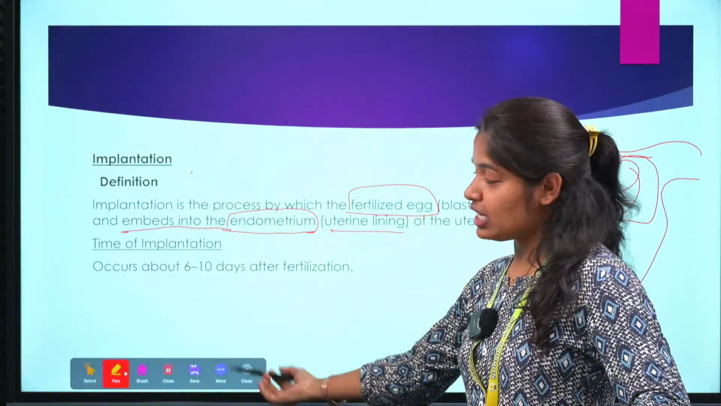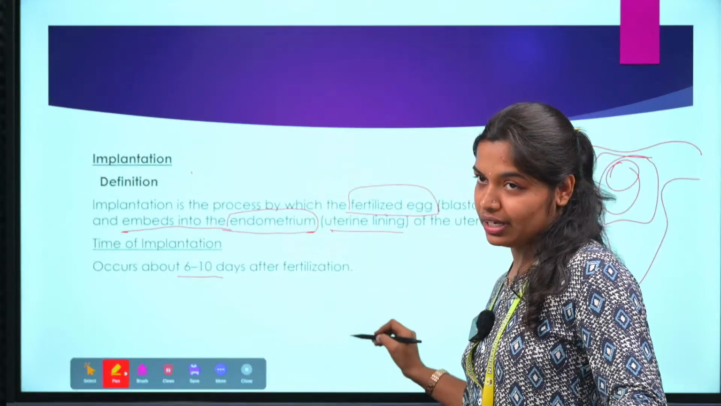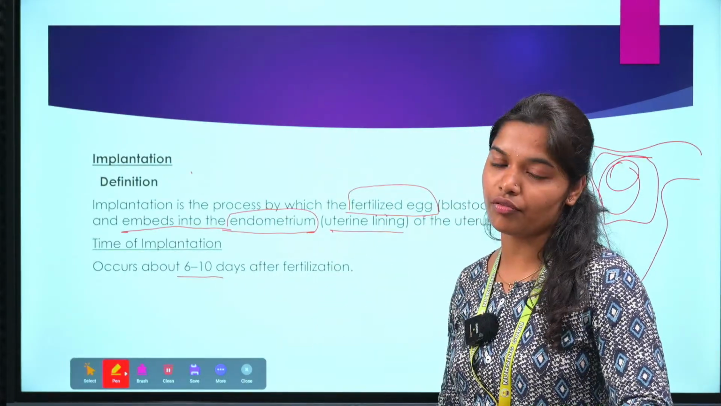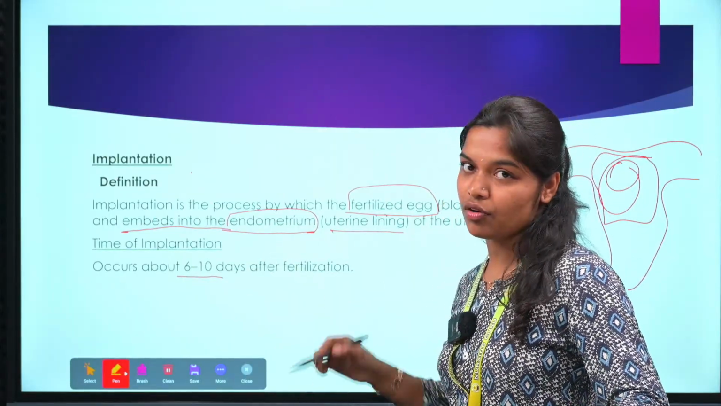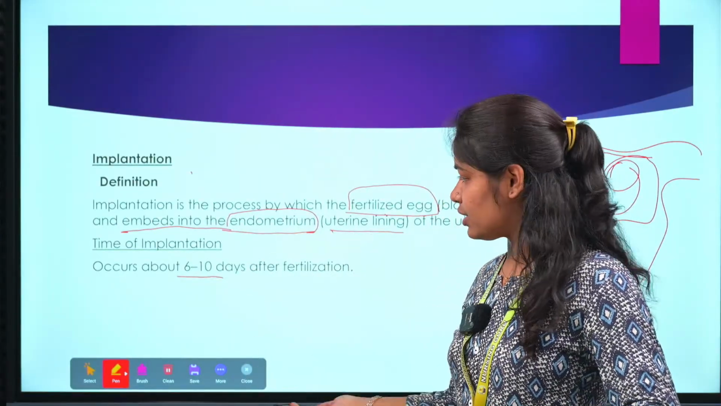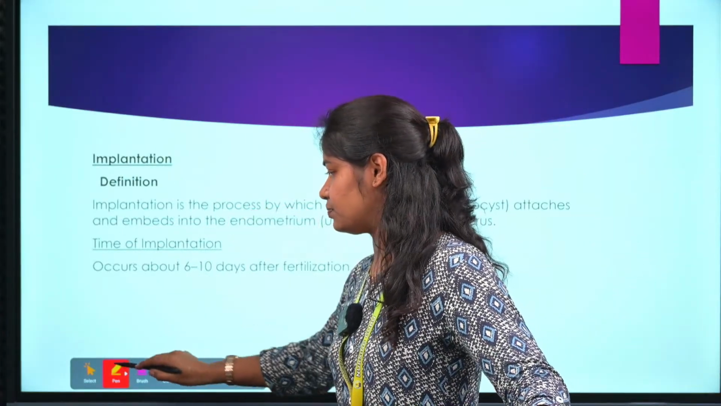This implantation will happen at 6 to 10 days after the fertilization, after the fusing or after the formation of the zygote. During the 6 to 10 days after fertilization, this process is going to happen. We will call it implantation.